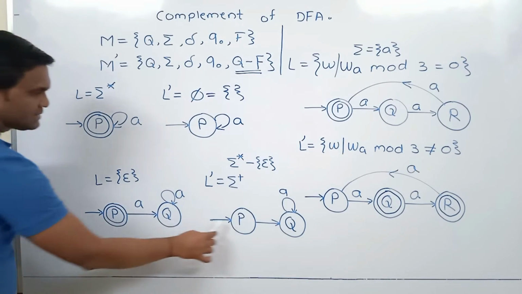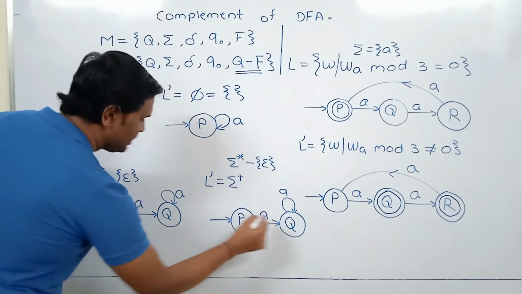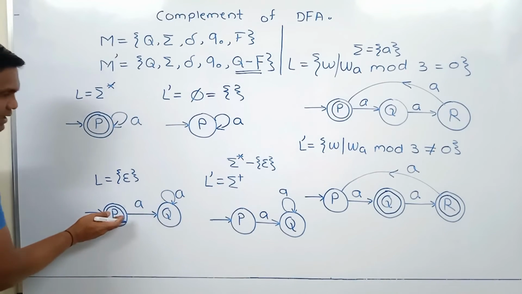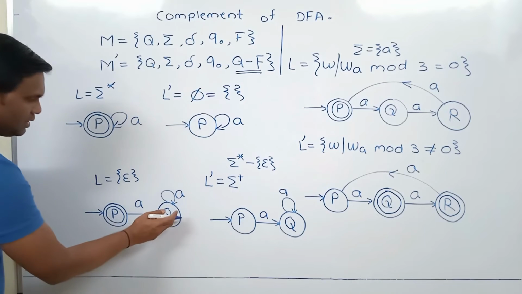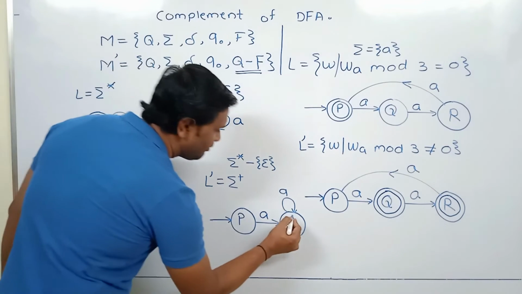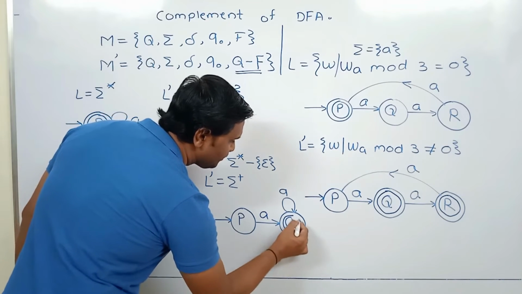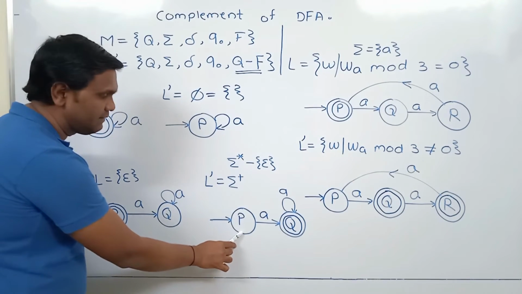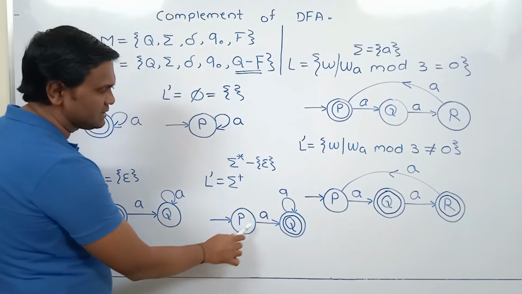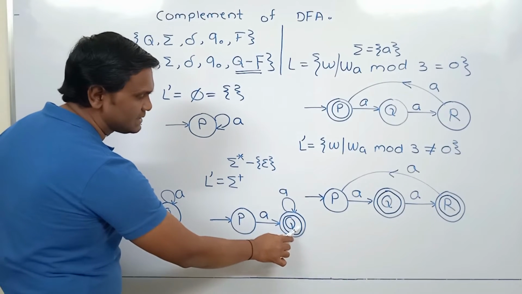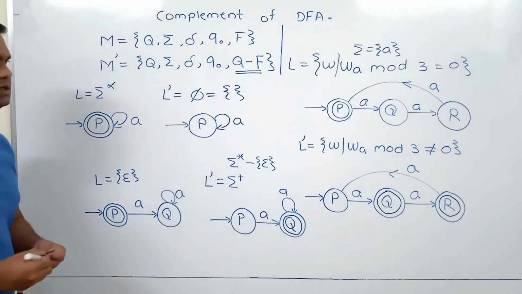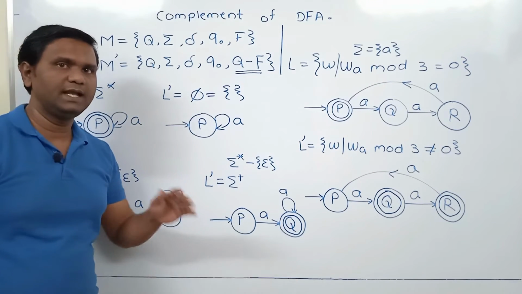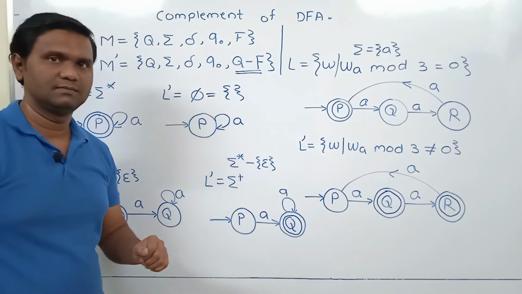So again we take the same DFA. States are the same, transitions are the same. P is final over here, it will be non-final over here. Q is non-final, here we mark it as a final state. So epsilon is not accepted by this DFA. The initial state is a non-final state, and every other string is accepted in state Q. So this is how we can use the complement of the DFA to calculate the DFA for the complement of the language.